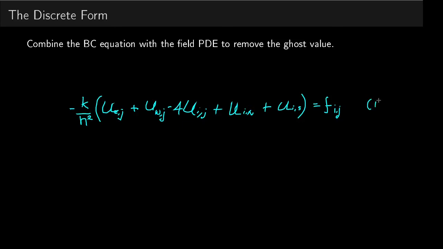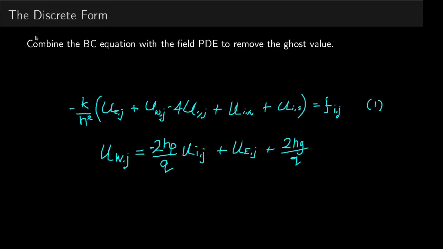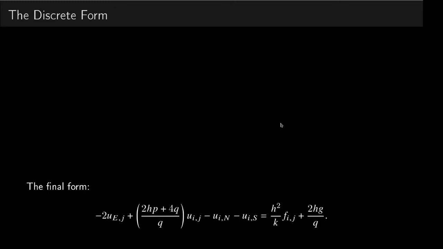Then the Robin BC that we saw just now, in terms of the ghost value, I rewrite it as, so just substitute this ghost value into the field PDE here. So you're going to include this whole term inside the first equation. Let's give some values to all these coefficients and parameters just to see how the discrete equation looks like.